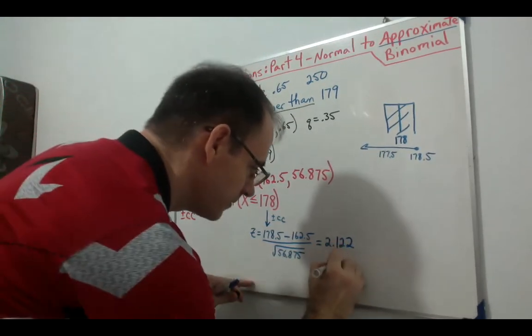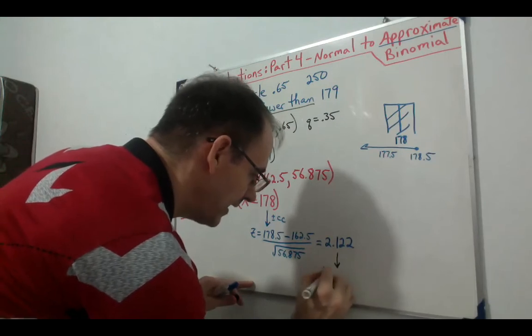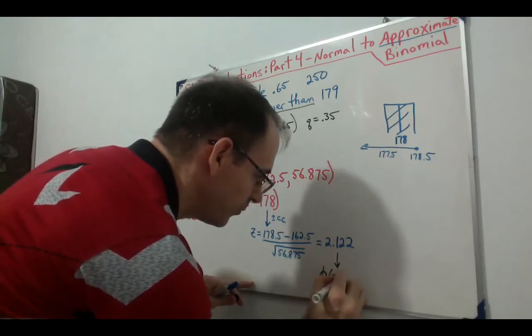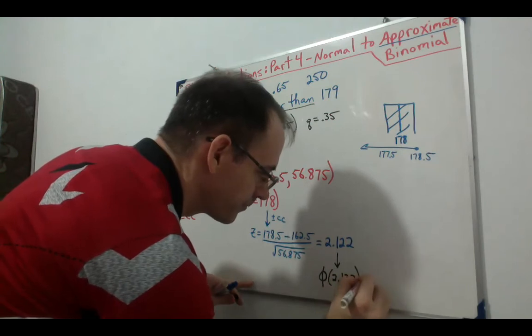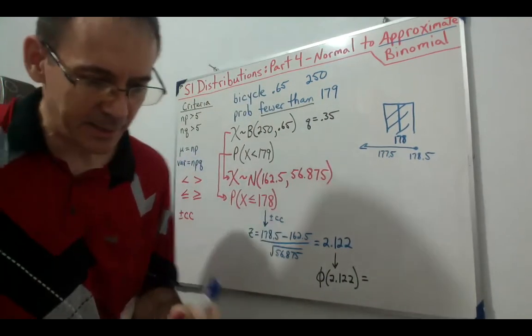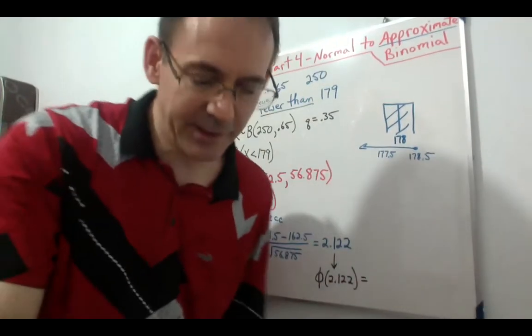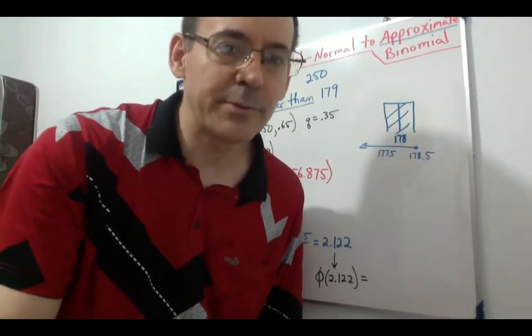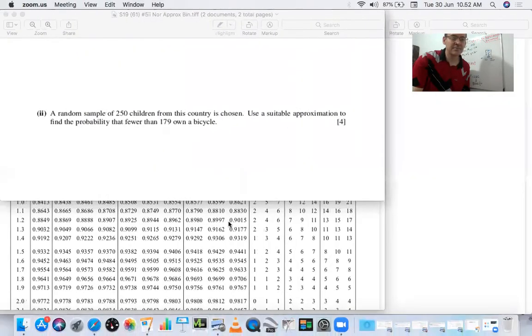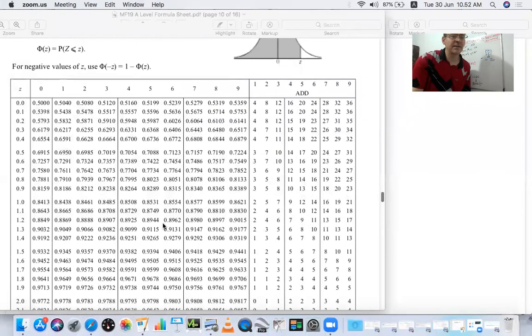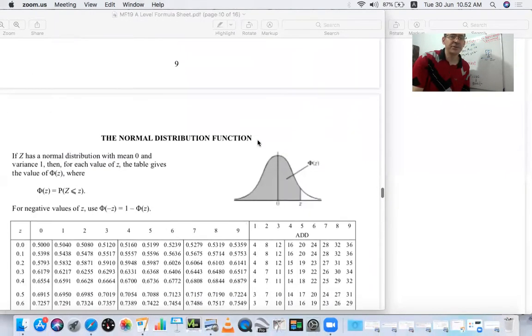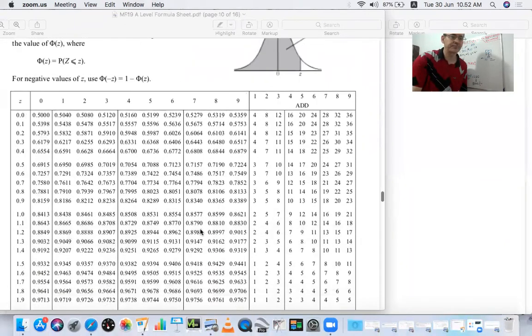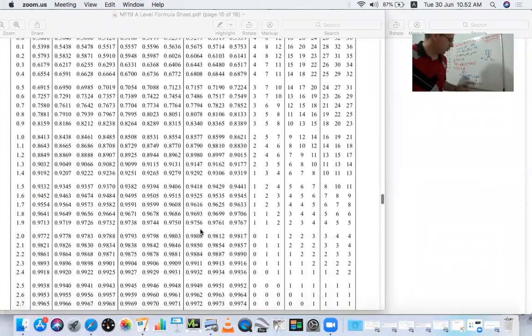So now we look up our phi Z chart, 2.122. We want to look that up on our formula sheet that they provide for us. Here is our normal distribution function that's in your Cambridge formula sheet. And we're looking up 2.122.